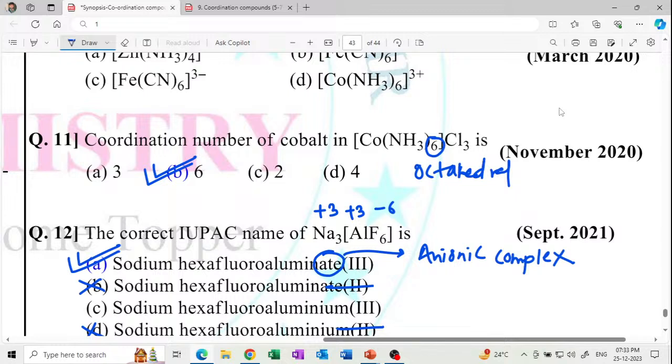How to calculate the coordination number? Just take the number of monodentate ligands directly, and 2 into the number of bidentate ligands. If there is a bidentate ligand, multiply by 2, and if there is a monodentate ligand, the number of monodentate ligands is the coordination number.